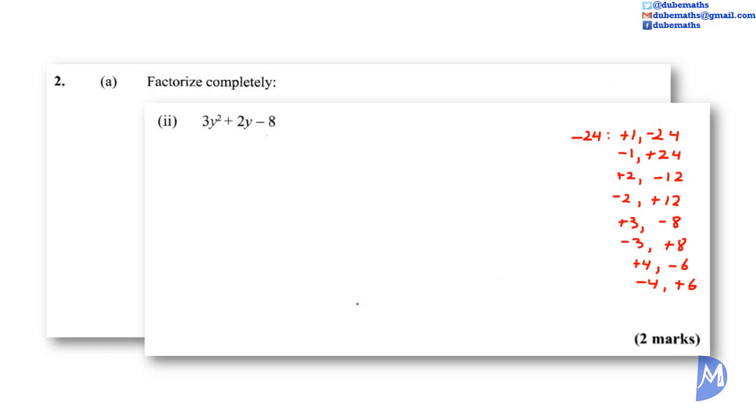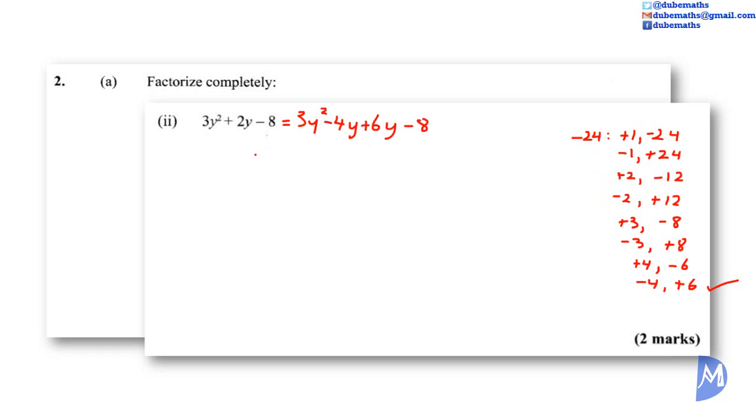Which pair of these factors add to positive 2? The first pair adds to negative 23, positive 23, negative 10, positive 10, negative 5, positive 5, negative 2, positive 2. So we are going to replace positive 2y with negative 4y added to 6y. You would see that negative 4y added to 6y is exactly the same as positive 2y. So we get 3y squared subtract 4y plus 6y minus 8.